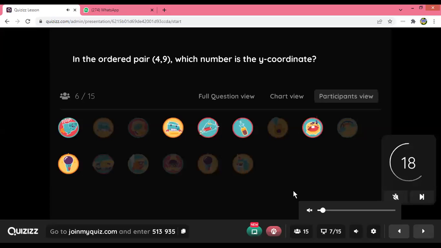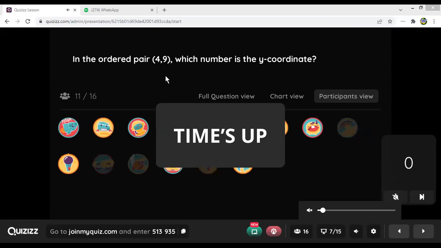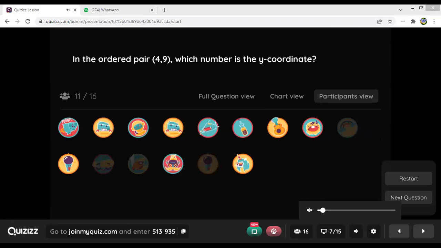Okay, it says in the ordered pair 4, 9, which number is the y coordinate? Again, a super easy question. The first is always the x, the second is always the y. So what's the y coordinate? The y coordinate is 9, right? Let's look at the next question.